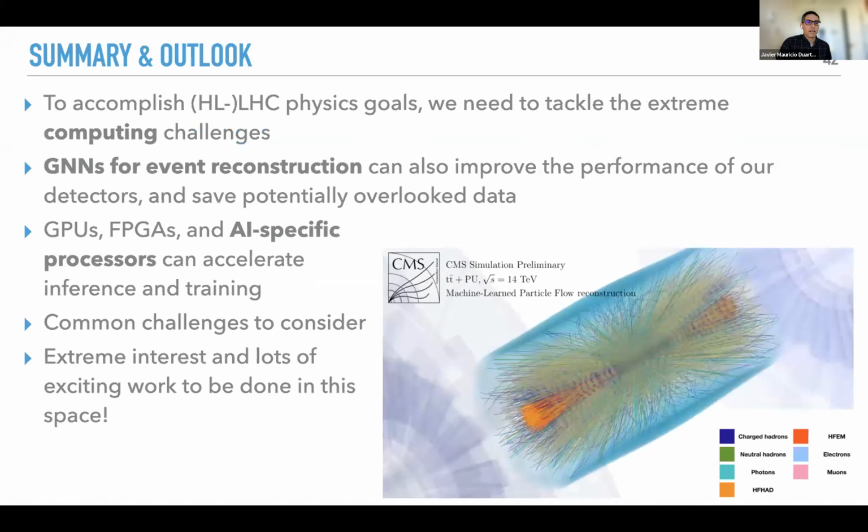So to summarize, to accomplish these HL-LHC goals, we need to tackle these extreme computing challenges. GNNs for event reconstruction can improve the performance of our detectors and save potentially overlooked data. These special hardware processors can accelerate inference and training. And there are actually many common challenges to consider. And recently there's been extreme interest and a lot of exciting work in this space. So I hope to discuss this all with you.